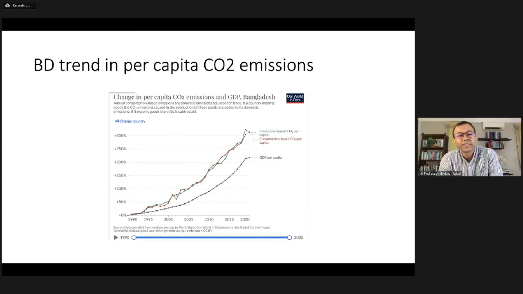Already, Bangladesh's production, as I said, and consumption of carbon per capita is higher than GDP per capita. This means the moral ground of championing climate victims and demand for climate compensation would also be lost for Bangladesh. A couple of words on policy issues.